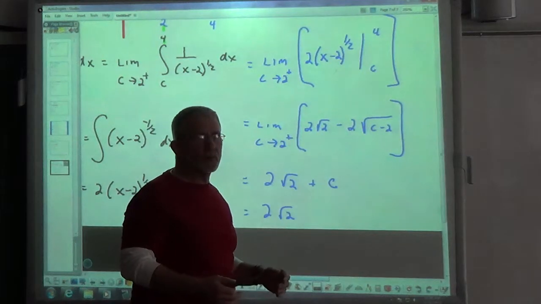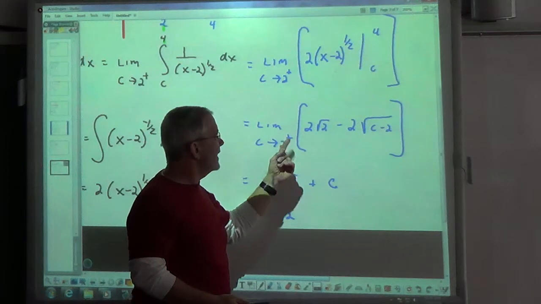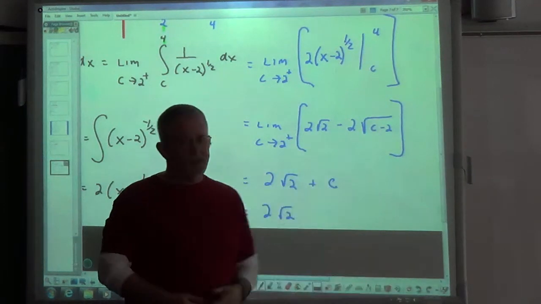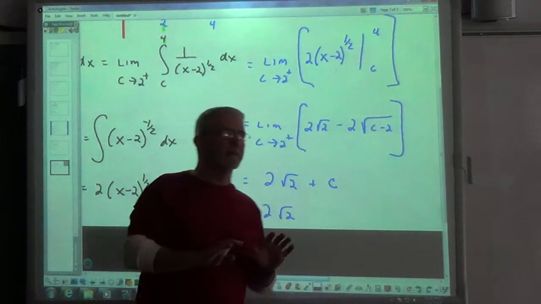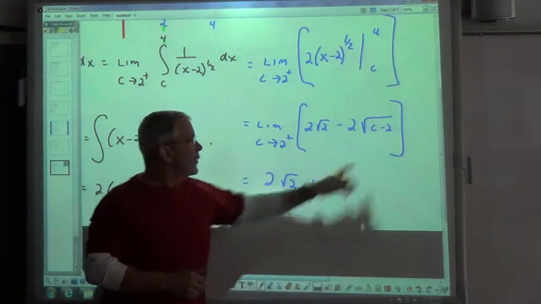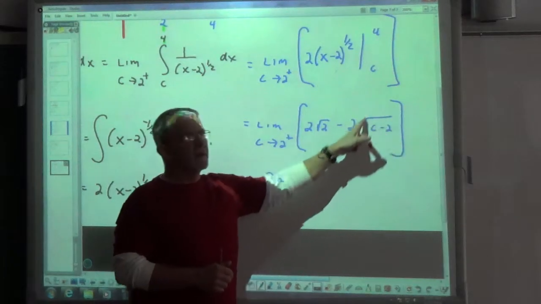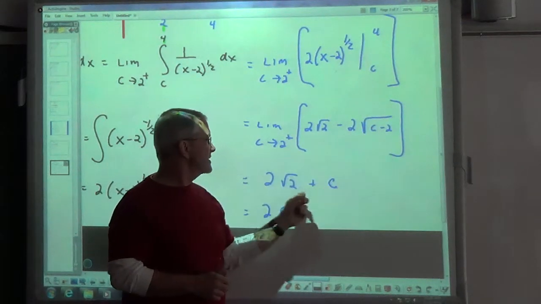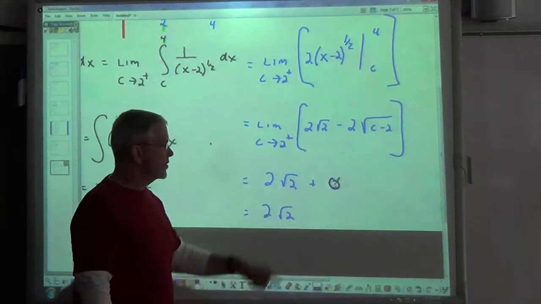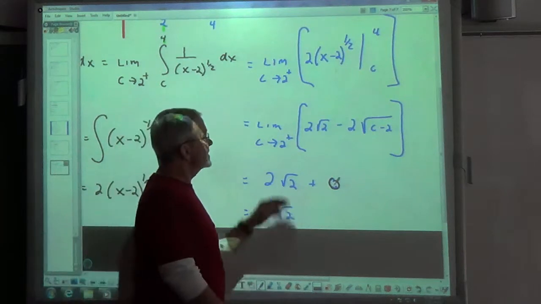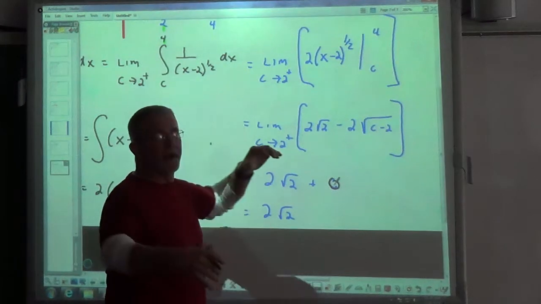Now I'm going to evaluate the limit if I can. As c approaches 2 from the right, where does the square root of c minus 2 go? Think for a moment. Okay, stop thinking. Where does that go? As I'm approaching 2 from the right, that goes to 0. The square root of 0 is 0, 2 times 0 is 0, so this is simply 2 square root of 2 plus 0, which is 2 square root of 2. Nice! So this limit exists. Nice! So this improper integral converges.